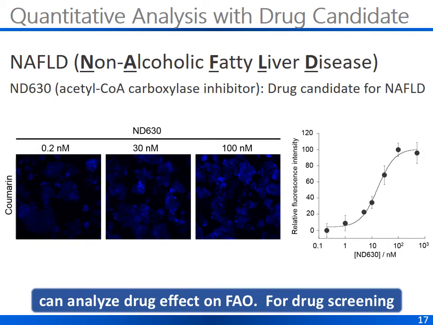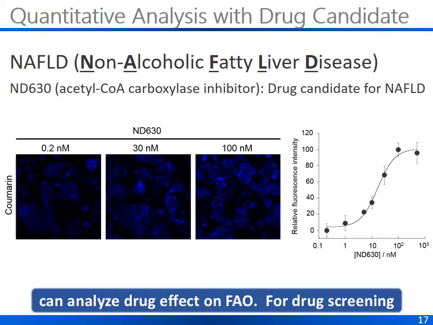This slide shows a change of FAO activity by ND630, a drug candidate for NAFLD, non-alcoholic fatty liver disease. NAFLD is an umbrella term for a range of liver conditions affecting people who drink little alcohol. As the name implies, the main characteristic of NAFLD is too much fat stored in liver cells. ND630 is an inhibitor of acetyl-CoA carboxylase and considered as a potential therapeutic drug for NAFLD.